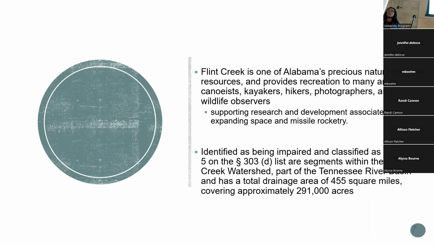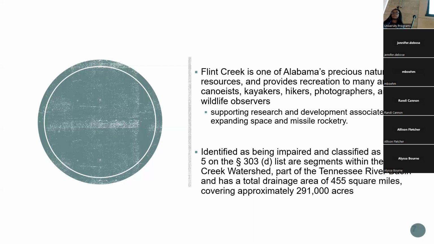So Flint Creek is one of Alabama's precious natural resources, and it provides recreation to many anglers, canoeists, kayakers, hikers, photographers, and other wildlife observers, and also supports the research and development that's associated with this expanding space and the missile rocketry that we have in North Alabama. It's identified as being impaired and classified as category 5 on this 303D list.